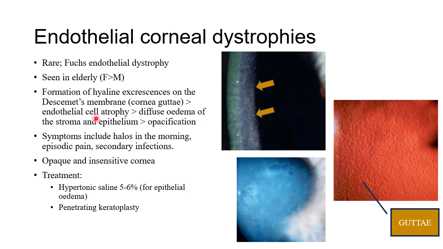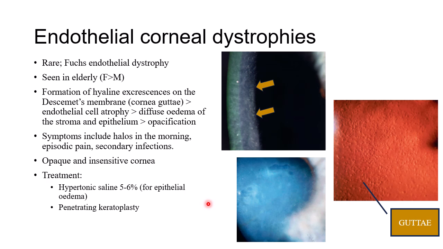When the endothelial cell dies, there is edema of the stroma and gradually even of the epithelium until the entire cornea is opaque, as you can see here. Symptoms include halos in the morning, episodic pain, secondary infections. Halos in the morning, why? Because on waking up, the cornea has been in a hydrated state overnight, because there is lack of evaporation of the tear film. Hence, the corneal edema is worse in the morning.